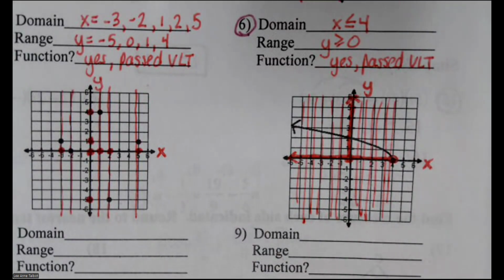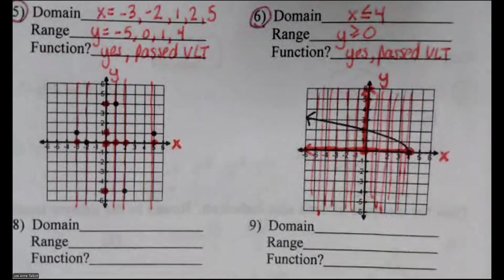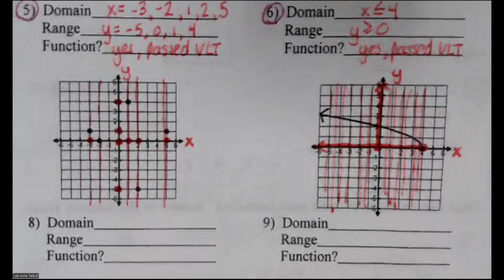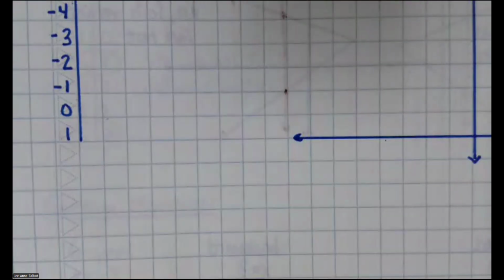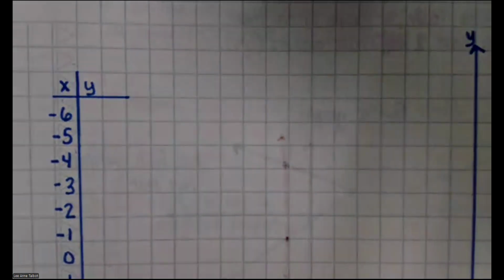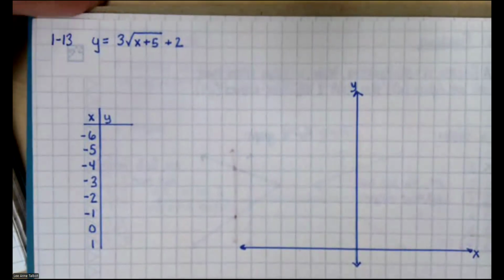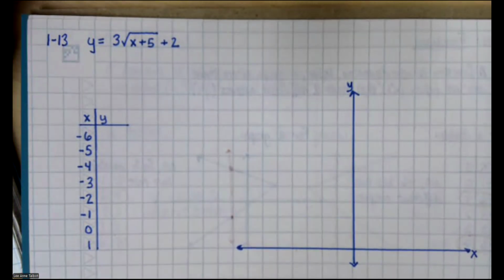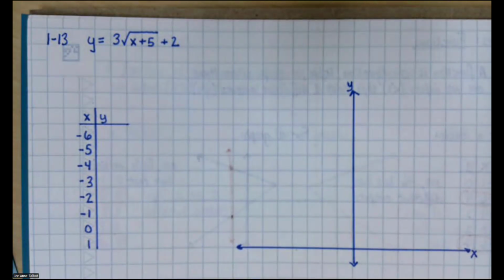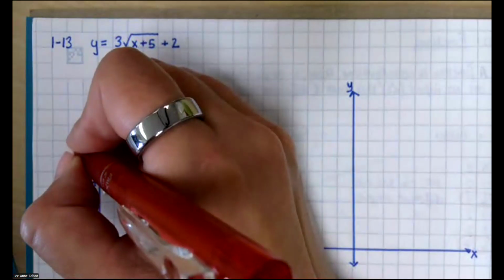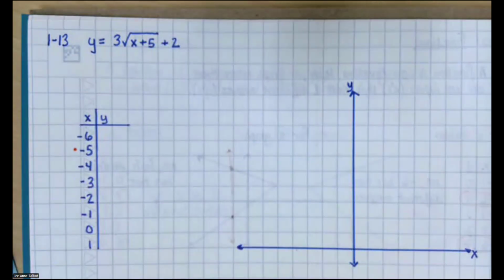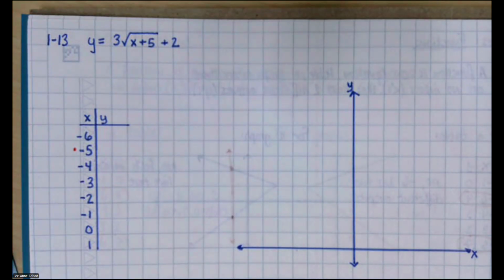Oh goodness, we are now done with warm-ups. You can scooch your packet off to the side and grab your notebook. If you don't have a notebook with you today, that's okay. There is graph paper on the table over here underneath the window. Go ahead and grab a piece of that if you need to.